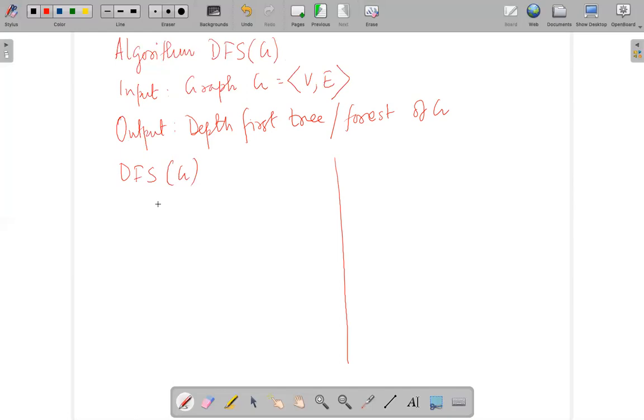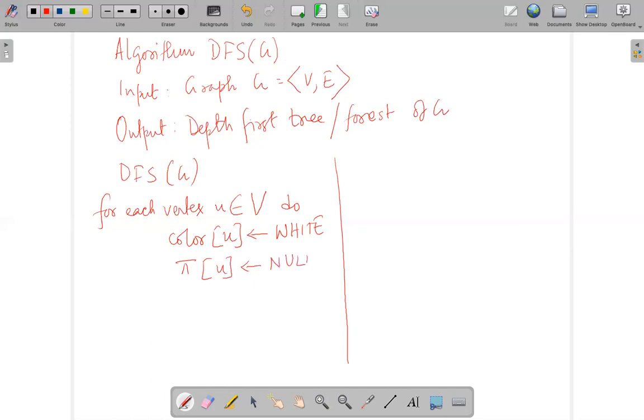DFS G. For each vertex U in V, do color of U is set to white, ancestor of U is set to null, and out of for loop time is set to 0.